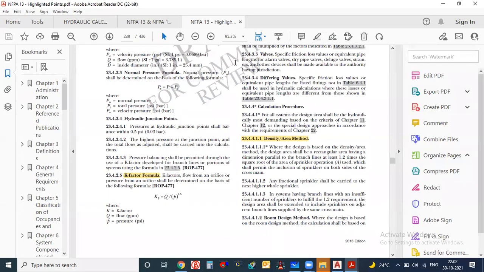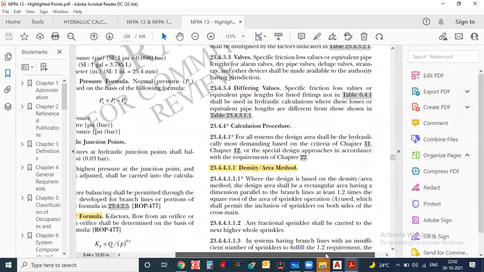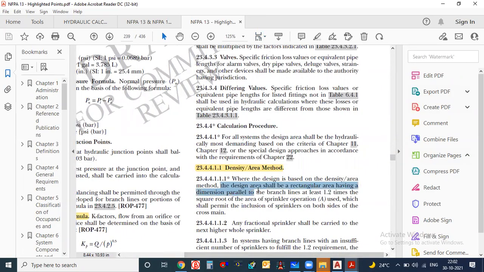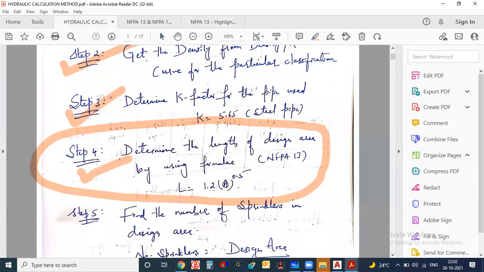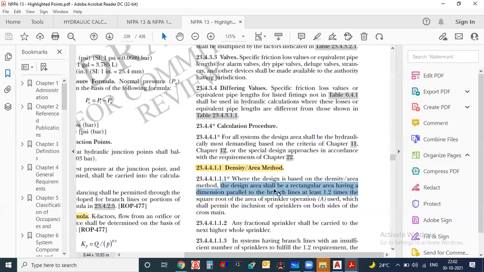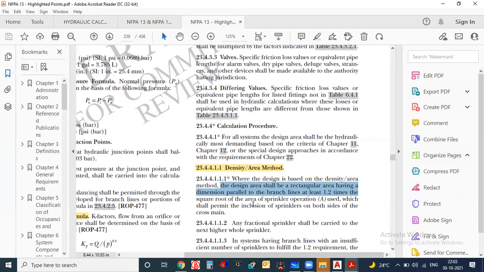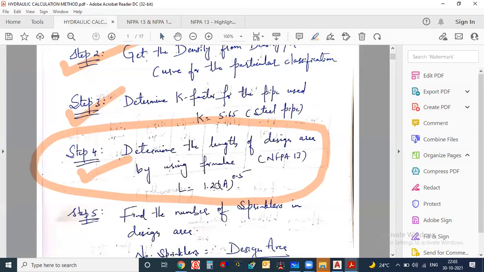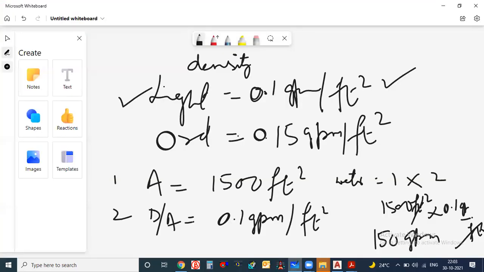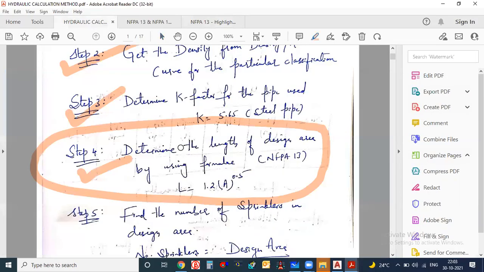See, this is the density area, where the design area shall be a rectangular area. Here I have considered this A as the rectangular area, having dimension parallel to the branch line at least 1.2 times the square root of the area of sprinkler operation. Instead of square root, I have written 0.5, because if you convert the square root, it will become 0.5 only. So this is the formula I am going to use for the manual calculation.